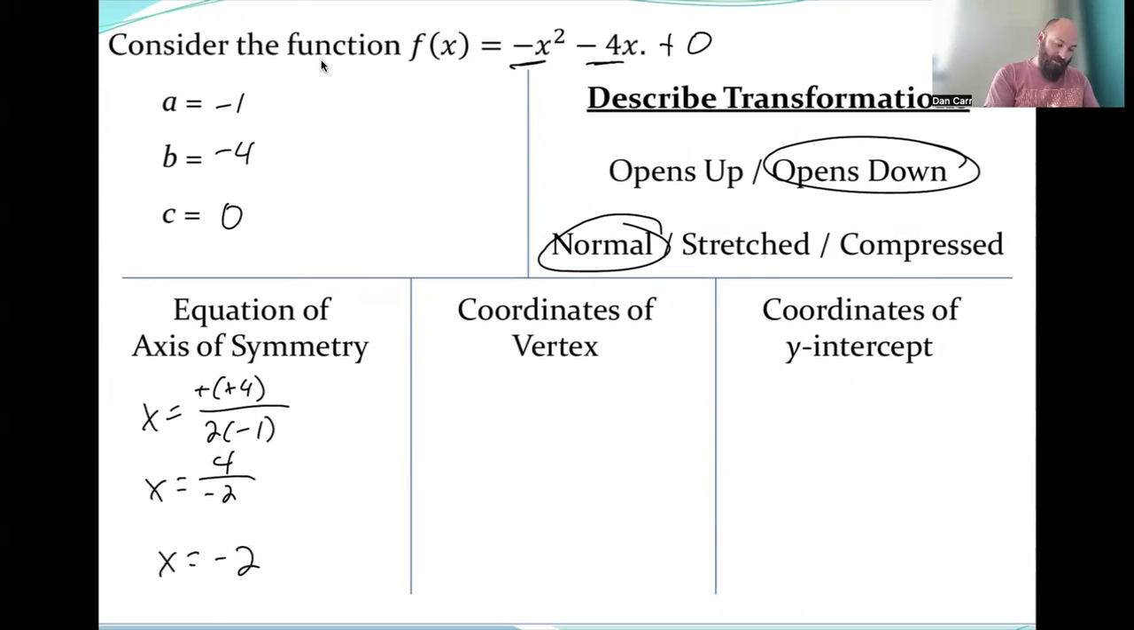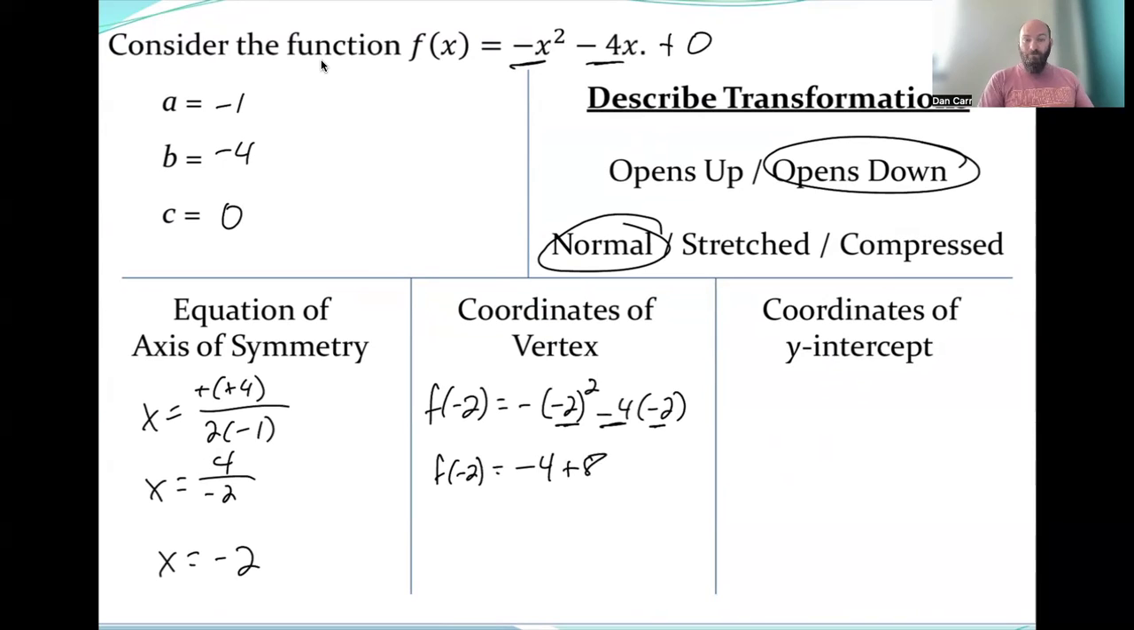For my vertex, I'm going to take this -2 and plug it back in. So let's find f of -2. So it's negative times -2 squared minus 4 times the -2. So f of -2 is going to be, this will be a +4 here because it's -2 times -2. But then I take the opposite of that, so it's going to be a -4. This is a -4 times the -2, which is going to give me a +8. Combine these together, I get f of -2 is a +4.